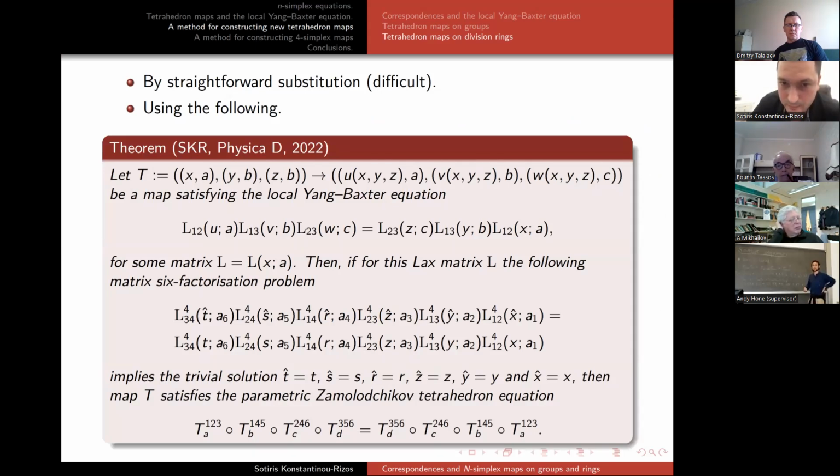However, when you get a correspondence as a solution to the local Yang-Baxter equation, I consider all the tetrahedron maps that are defined from the correspondence somehow equivalent. So I think that an important question is to classify the correspondences and not the solutions that they generate.